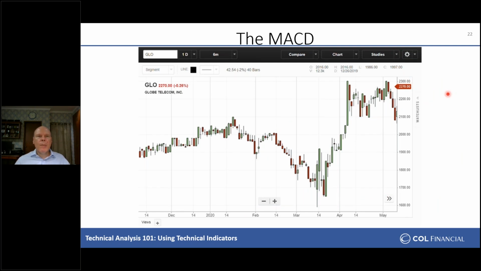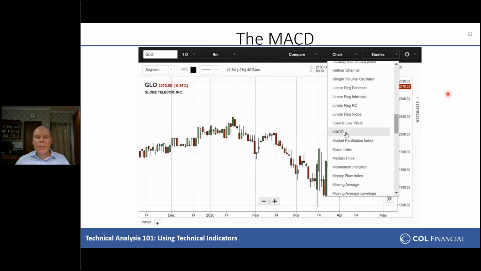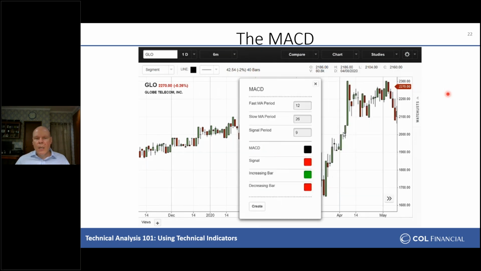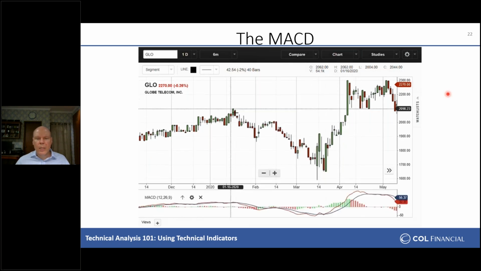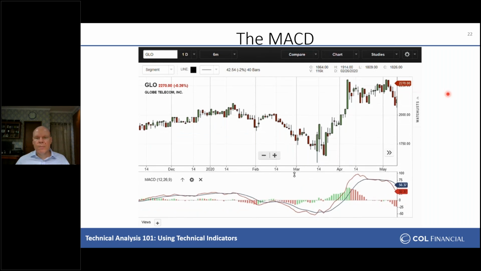Okay, let's show you how to draft the MACD in our programs. So we have here a chart of Globe Telecom, and I wanted to show this nice spike. We'll click on studies again. We'll look for the MACD indicator here, click on it. Now, just leave everything as it is, but you might want to change the color to what we were using, MACD red, signal blue, so we can see what we're looking at. We'll just draw this up so you can see it better.